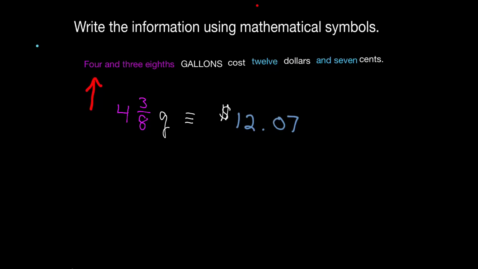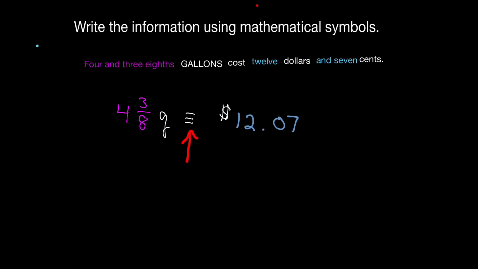Suppose you're given the information that 4 3/8 gallons cost $12.07. Focus on the fact that we're being told about gallons and how much the gallons are worth. We have gallons and money. We're going to write this information here as simple as possible. 4 3/8 is written in symbols like this. For the word gallons, I'm going to use the letter G as an abbreviation to mean gallons.